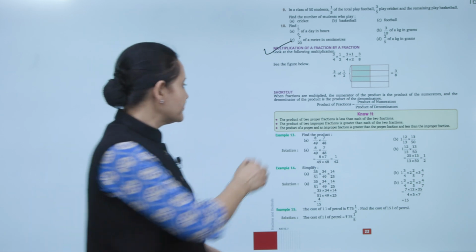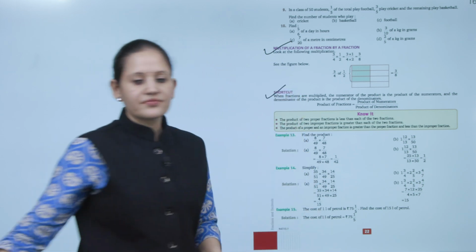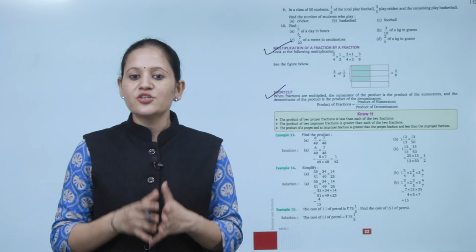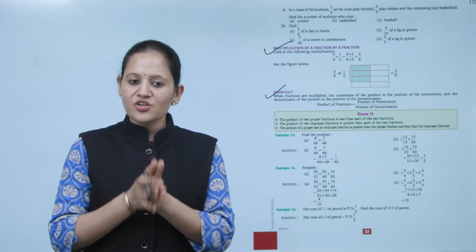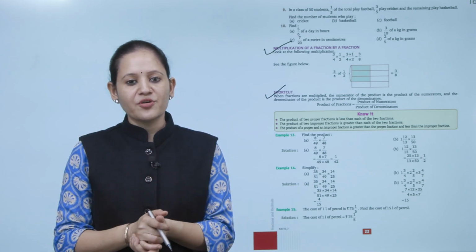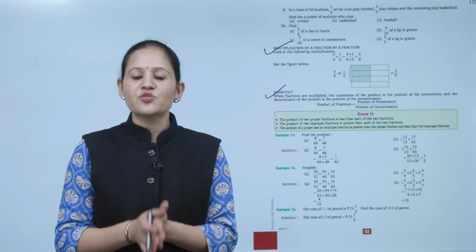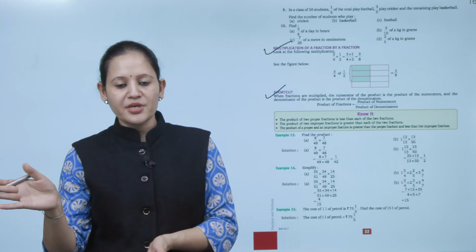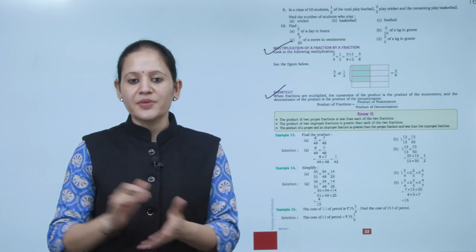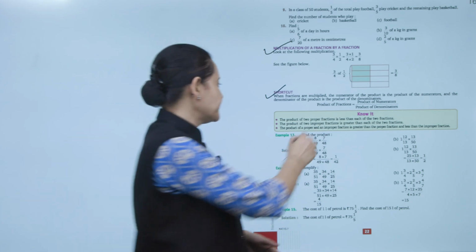Shortcut method. When fractions are multiplied, the numerator of the product is the product of numerators and the denominator of the product is the product of denominators. So the product of fractions is equal to the product of numerators upon the product of denominators. Means हम numerator को numerator से multiply करेंगे, denominator को denominator से. Know it.